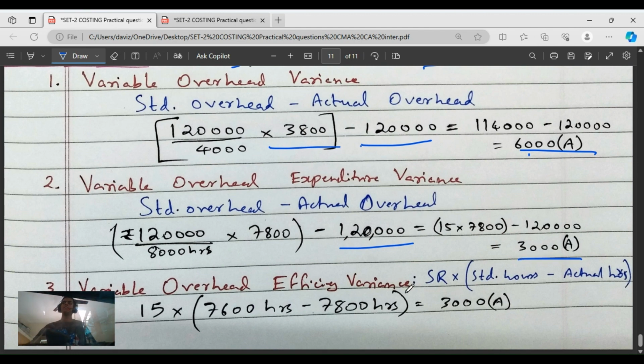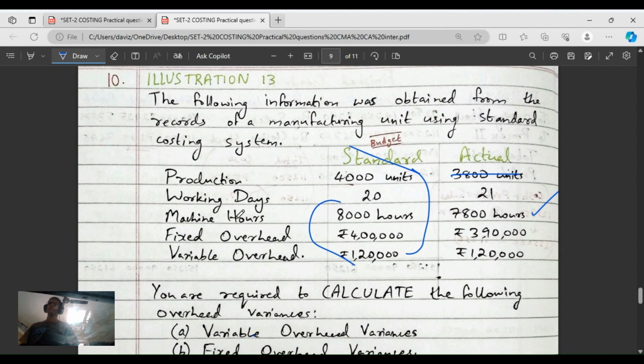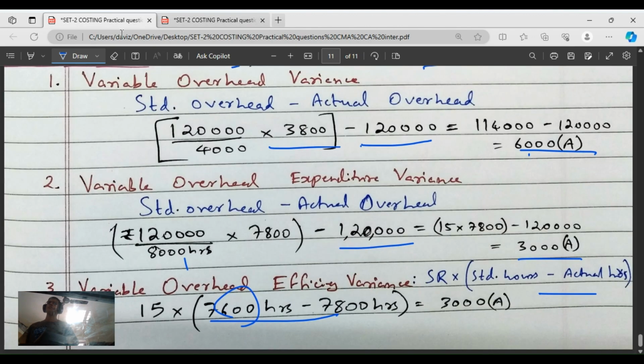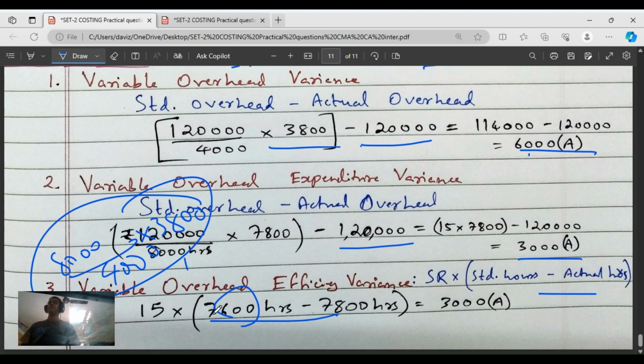Variable overhead efficiency variance also: standard hours minus actual hours, into standard rate. 7,600, calculating per unit: 8,000 for 4,000 means for 3,800 how much? By that we calculated 7,600 hours, minus the actual hours taken, into standard rate. We got 3,000, which is adverse. That's it.